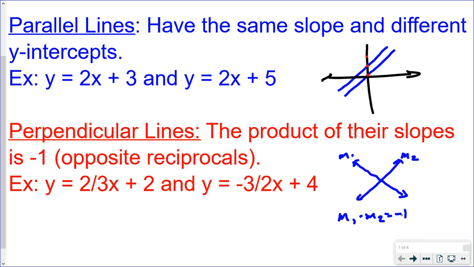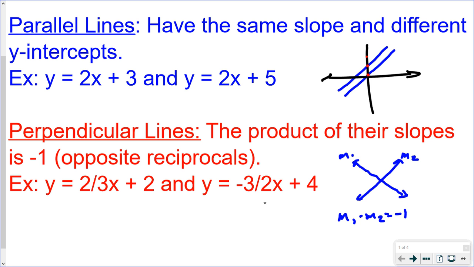Well, what the heck does that mean? Here's what that means, and this is why this is important. That means that the slopes are opposite reciprocals of each other. So if one of them has a slope of 2/3, the other one has a slope of -3/2. Reciprocal means you take a fraction and you flip it over. So the negative or opposite reciprocal of 2/3 is -3/2.